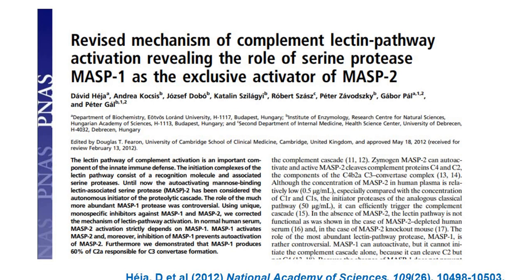This Professor David Heja's paper, he and his group, they revisited the mechanism of complement lectin pathway activation, and this group after a long period of time revealed the role of serine protease MASP1 as an exclusive activator of MASP2. Earlier, even if you read your text, the 8th edition of Kuby, entire glory, the credit, the limelight, everything is given to MASP2, but in fact it is not MASP2, but it is MASP1 that, according to the research paper, is the exclusive activator of MASP2.